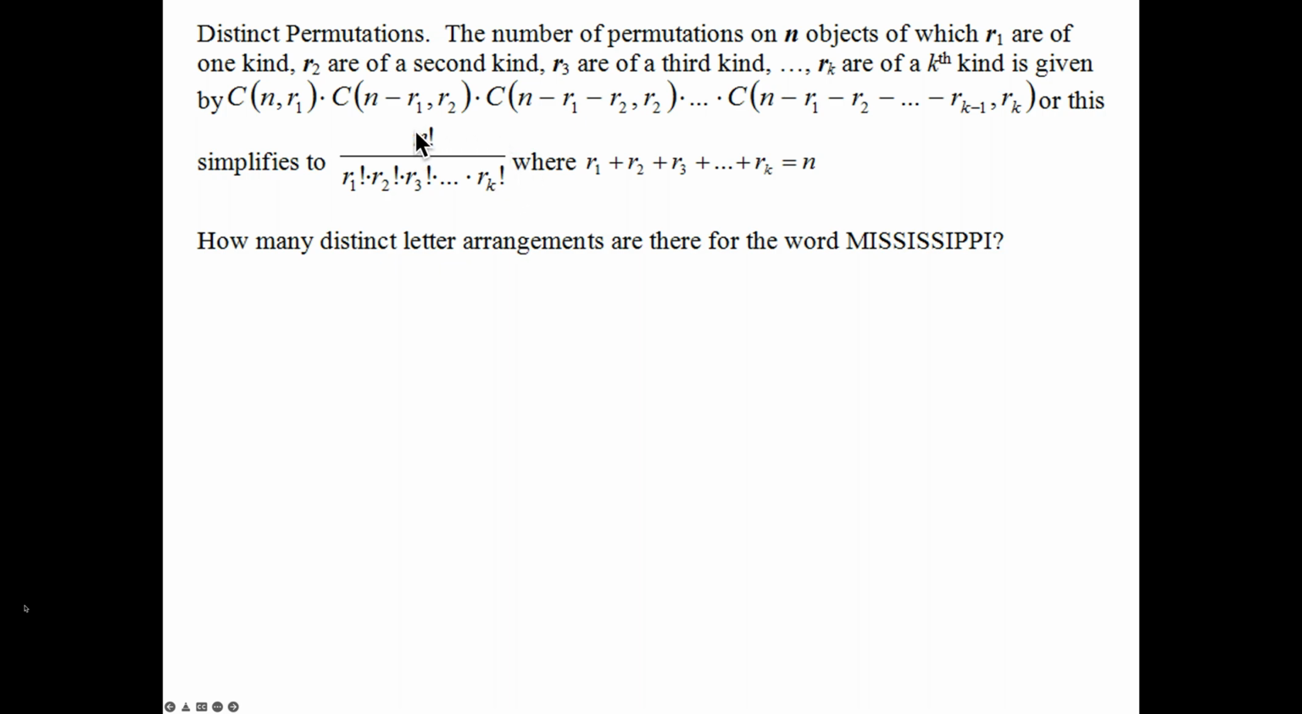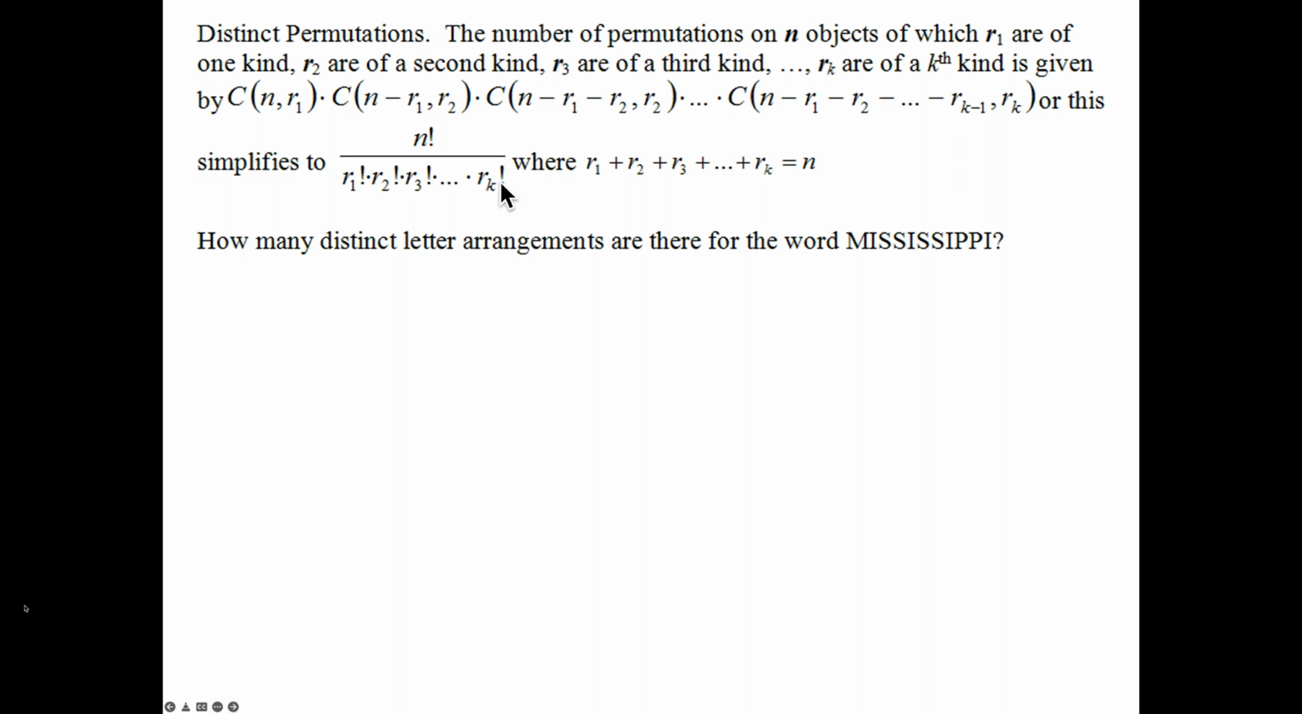Now, you still start off with your n factorial on the top, but what happens on the bottom is you get all these r sub 1, r sub 2, r sub 3s, all the way up to r sub k. What's important to understand is that these are counting up the number of times one of your objects repeats. Okay? Now, all these numbers on the bottom, they all have to add up to be the n on the top. Now, we don't always have to list everything on the bottom.